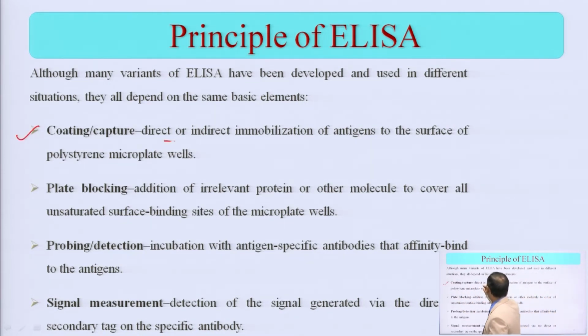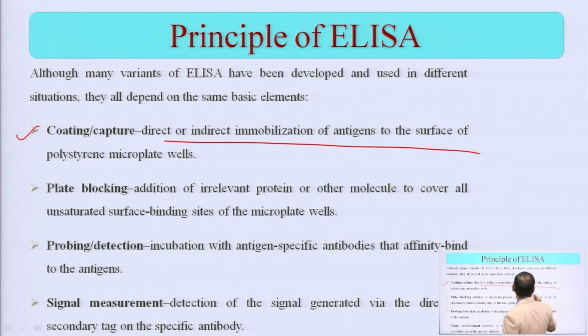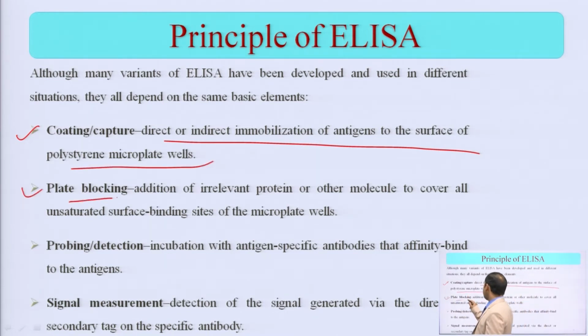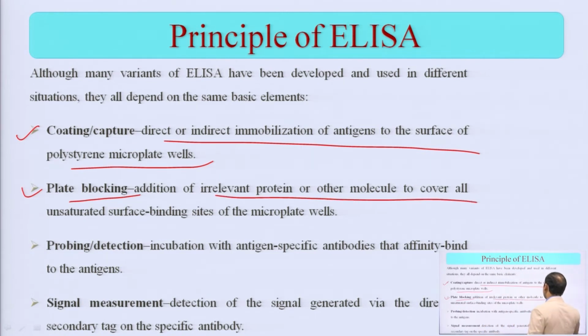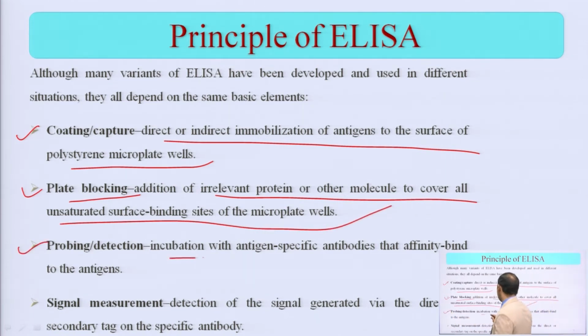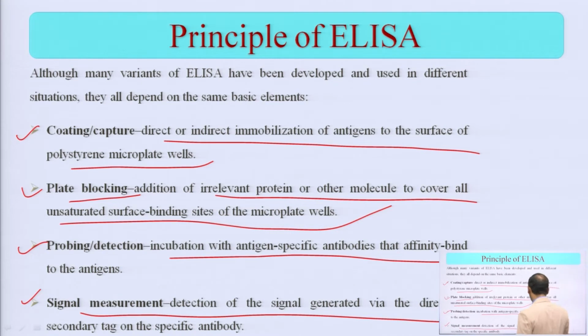Coating or capture: direct or indirect immobilization of antigens to the surface of the polystyrene microplate wells. Plate blocking: addition of an irrelevant protein or other molecule to cover all the unsaturated surface binding sites in the microplate wells. Probing or detection: incubation with the antigen-specific antibody. Signal measurement: detection of the signal generated by the direct or secondary tag on the specific antibody.